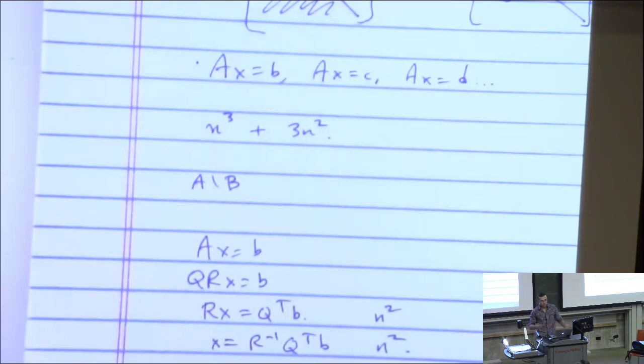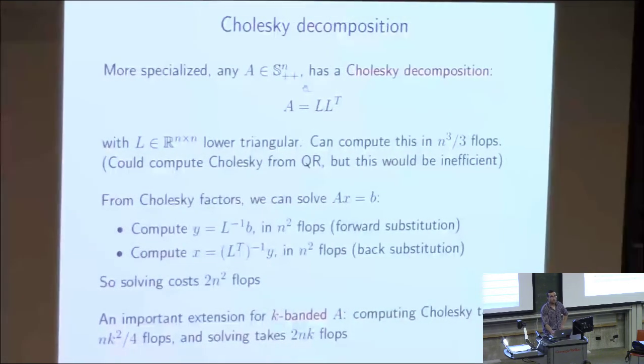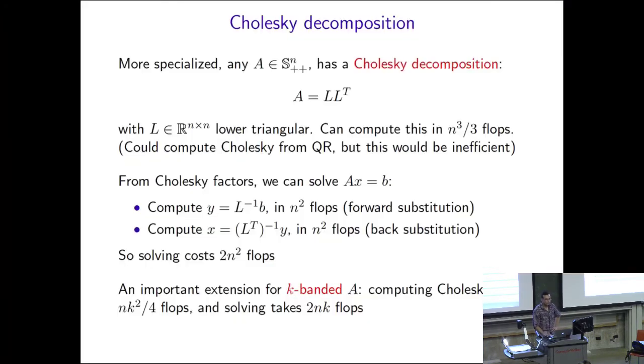QR's best friend is the Cholesky decomposition. These are the two most basic matrix factorizations. Cholesky is more specialized. It applies to a smaller set of matrices than QR. We're not even talking about square matrices. Cholesky requires a PSD matrix, a positive semi-definite matrix, or, in the form I've written it for you, a positive definite matrix. That is one that has the lowest eigenvalue strictly larger than 0. So if I have such a matrix A, which is symmetric and has the lowest eigenvalue strictly larger than 0, then it has a unique Cholesky decomposition.